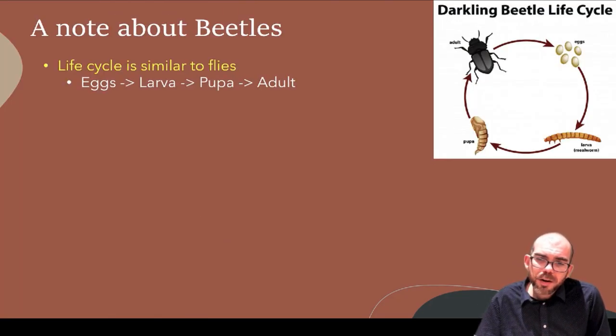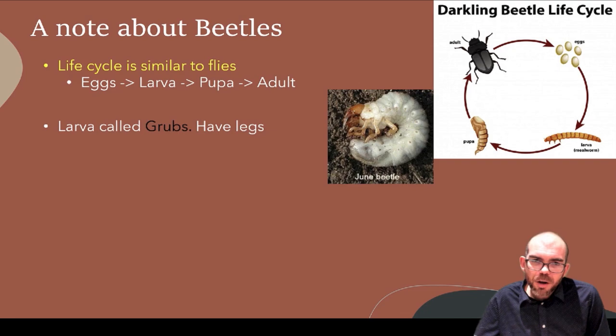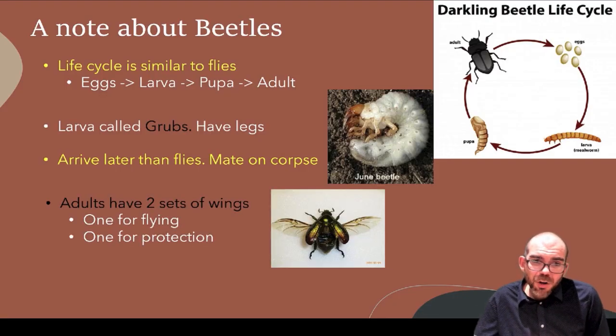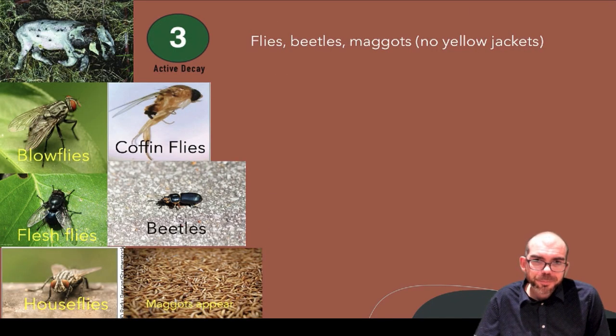Their life cycle is very, very similar to flies. They go from eggs to larva to pupa to adult, but there are some subtle differences. One is their larvae are called grubs because they have legs. This enables them to move around. If you have any reptiles that you feed mealworms, a mealworm is a grub. They arrive later than flies because they're going to be mating on the corpse. And adults have 2 sets of wings. Flies only have 1. With the beetle, 1 set is for flying and the other set is just for protecting the abdomen. Now let's go back to our next phase, active decay.